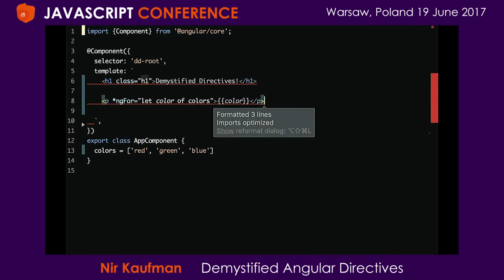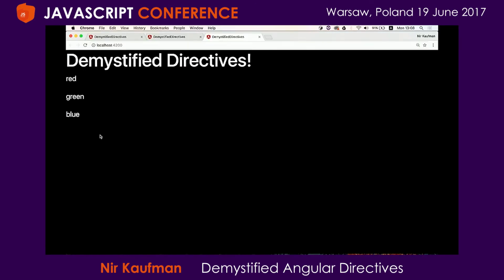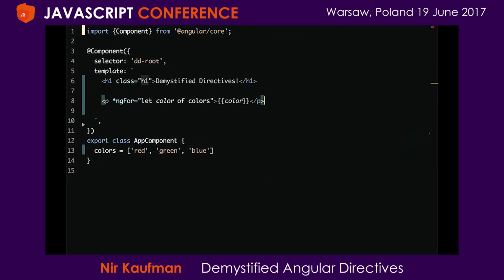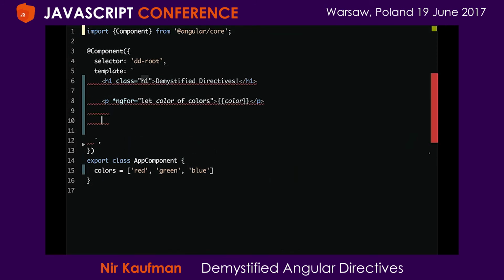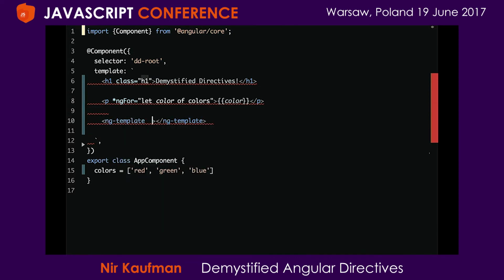All right, back to the browser. Here are the colors. We already know that this asterisk generates a template tag. So let me show you how the compiler understands this code. It will look like this, ng-template. First of all, it will take the name of the directive and put it on the element to create an instance.